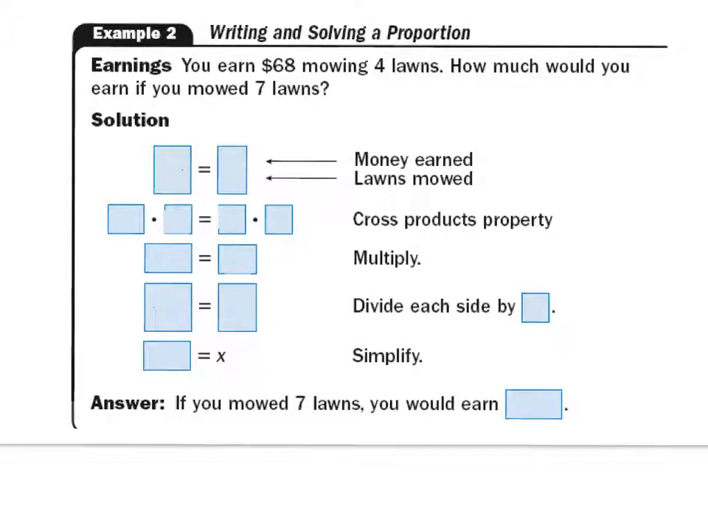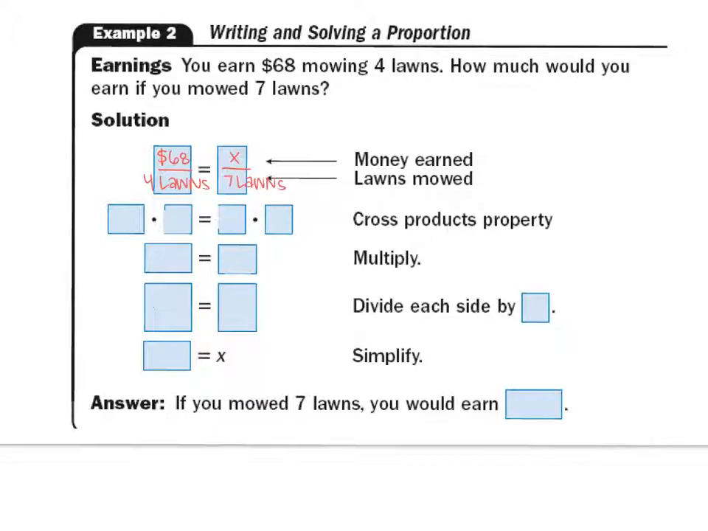Now, what's important is you need to identify what unit you're going to put on top and what unit you're going to put on the bottom. In this case, they did that for you. They said that they're going to put the money that was earned on the top of the ratios and the lawns that were mowed on the bottom. So the first rate, therefore, that I am given is that you earn $68 mowing 4 lawns. Then the next piece of information is that you don't know how much money you earn, so that's going to be X mowing 7 lawns.